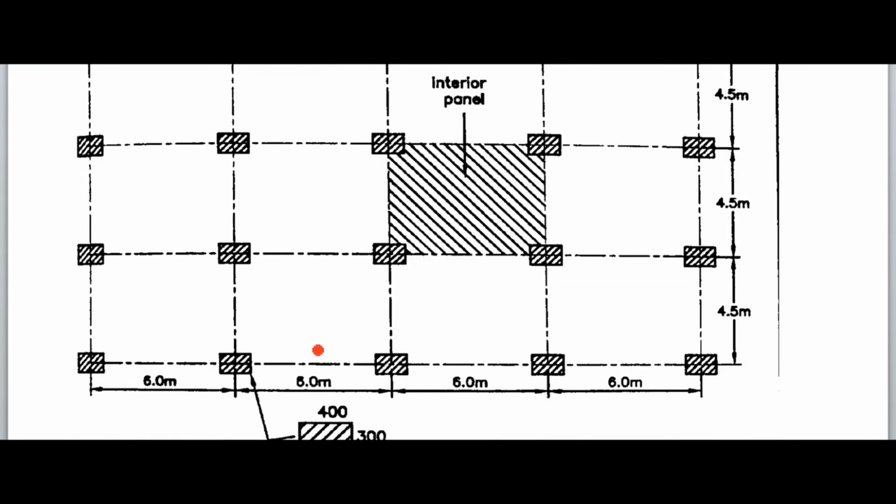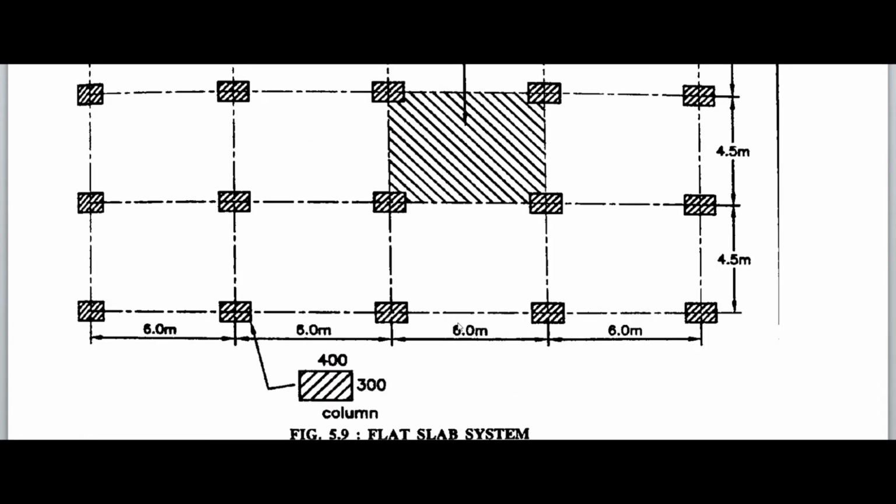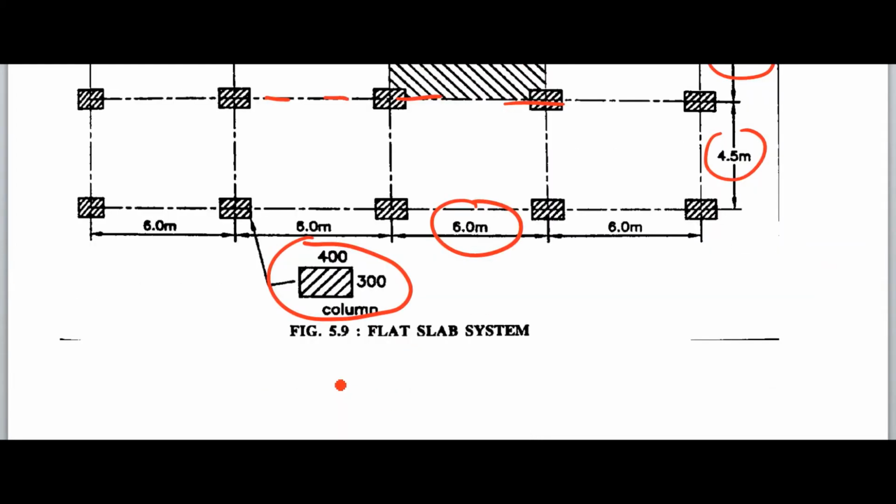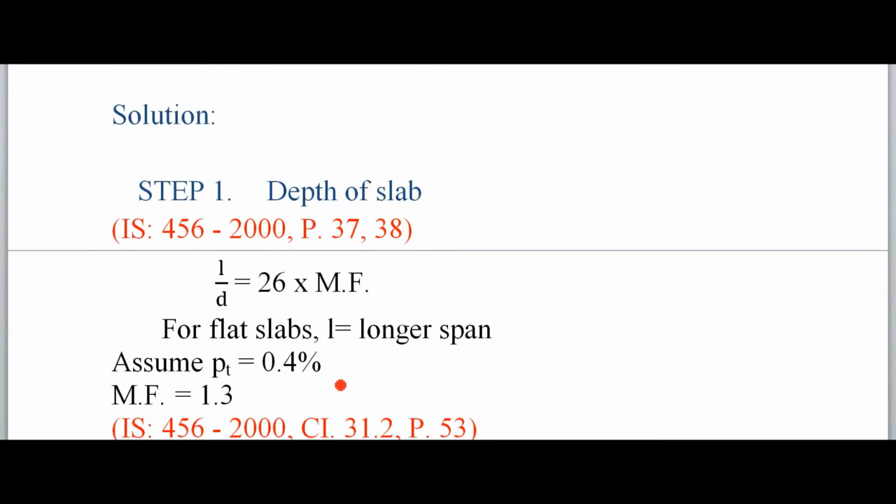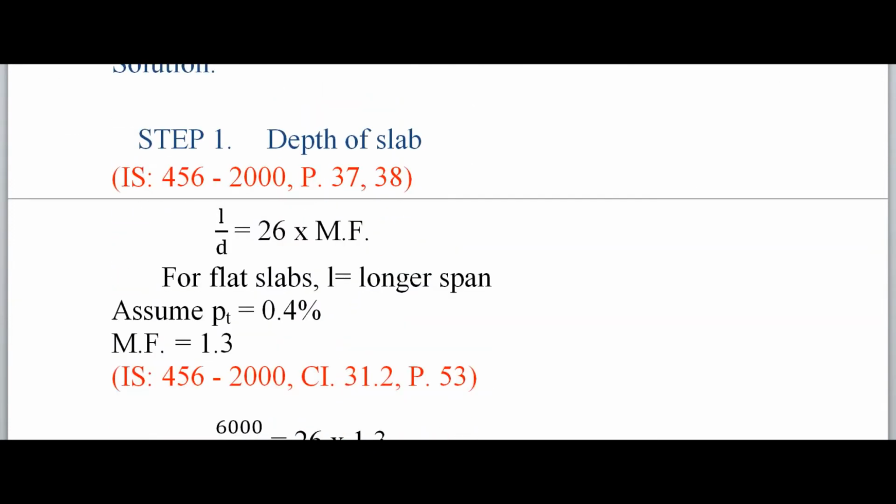Now here is a figure. You can see the dimension 6 meter, 4.5 meter is the dimension of one panel, and this is the center line of the column, and we are going to design this interior panel, right? And this is column size 400 by 300 mm. Okay. So first step is to find the depth of slab.